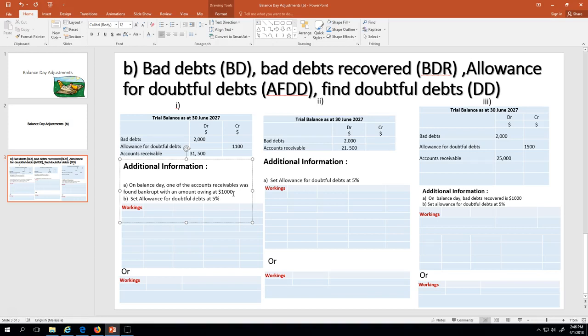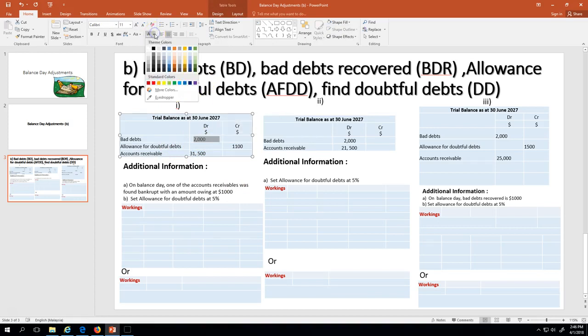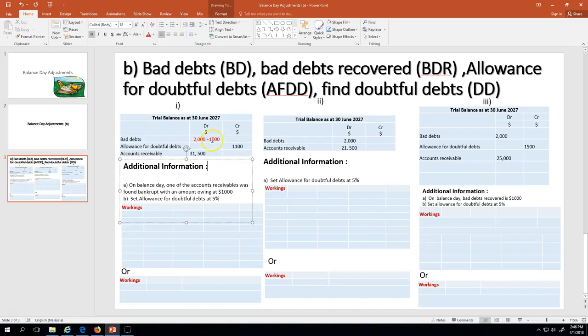So we know that when bad debts happen, bad debts increase. So we add to our bad debts. We add 1,000 here. And then we minus from our account receivable because we can no longer collect it from them. Alright? So this is what you do in the exam and also in normal day-to-day practice.